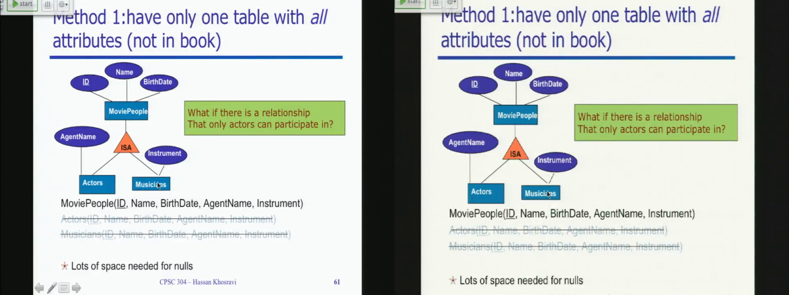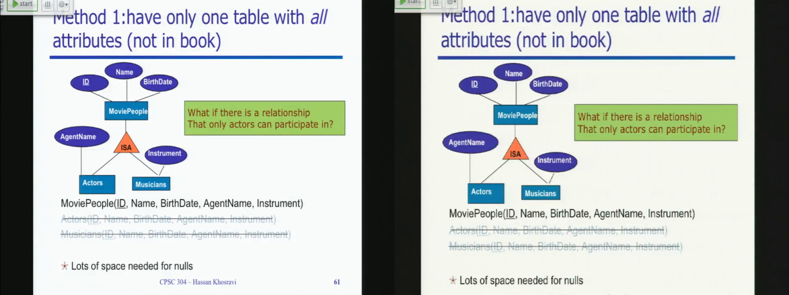Well, if I have everything in one table, then that relationship would be by movie people. And then I need to come up with some other restriction to not allow others except actors to participate. Question? Just add two more attributes, actor or musician, to identify whatever the occupation is for a particular person. So the suggestion was to add another field which tells you what that person is, whether they're an actor or a musician.